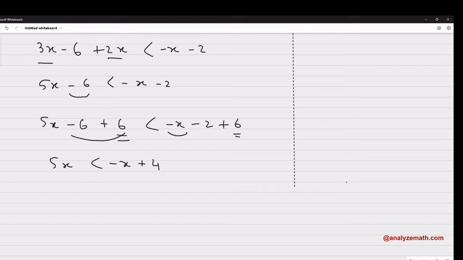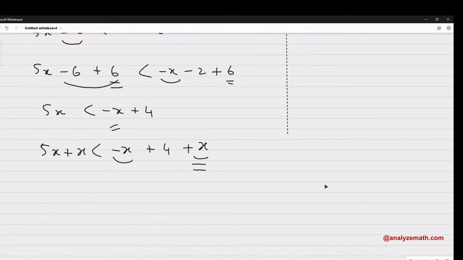Now I still have this x on this side. I need to move it to the other side. So if I have negative x plus 4, I need plus x. Why? Because this and this give me 0. However, plus x here must also be done here. Simplify, and that gives me 6x less than 4, since this with this gives me 0. I divide now: I have 6x, I want x, so I divide by 6.